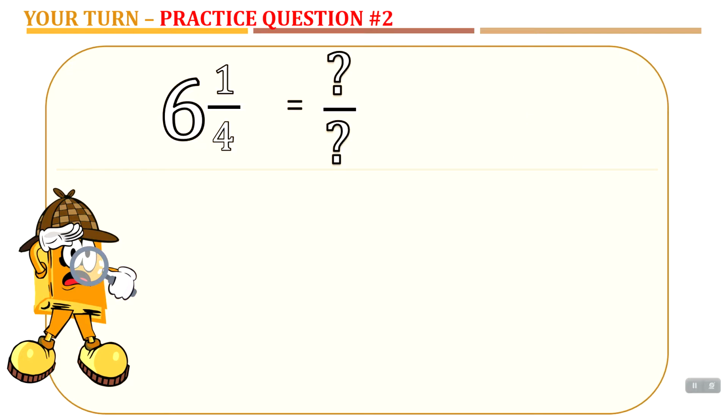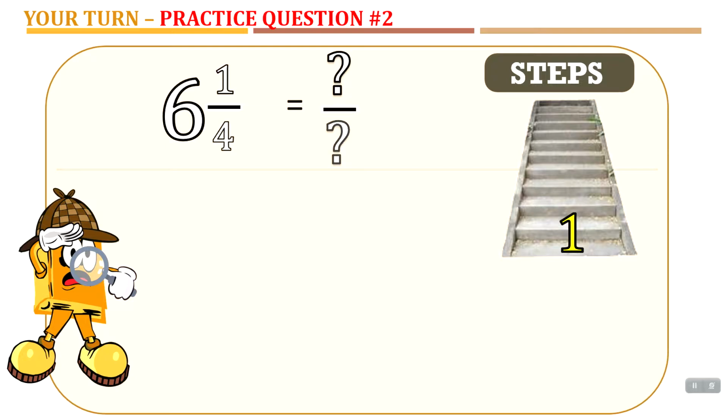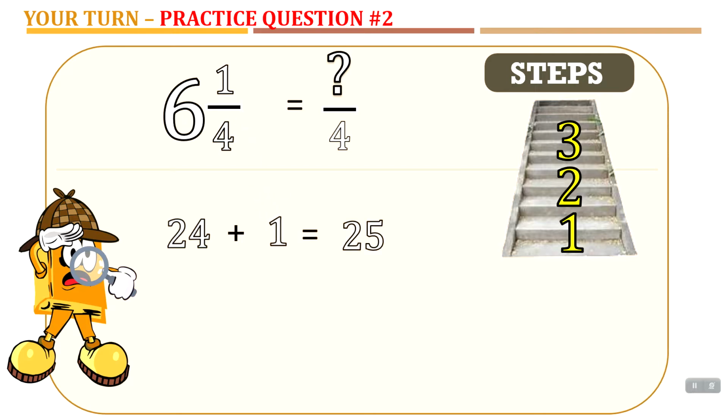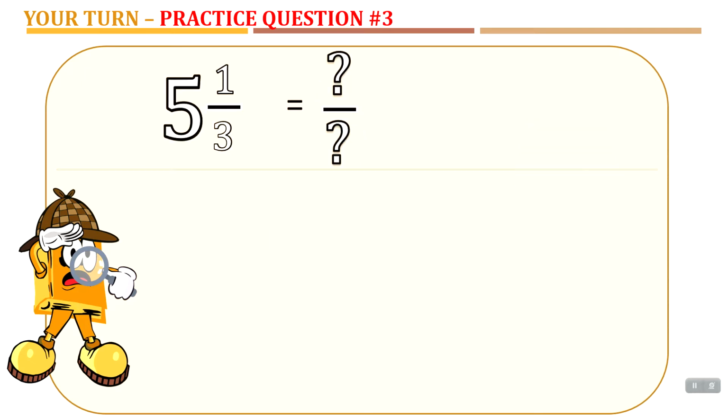Let's look at practice question number 2. 6 1/4 is equal to what as an improper fraction? Well, we know step 1, we're going to be converting it into quarters. Step 2, we multiply the denominator of 4 by the whole number 6 to give us 24. And in step 3, we add to the 24 the numerator of 1, and that will give us 25. And so 6 1/4 is equal to 25 quarters.